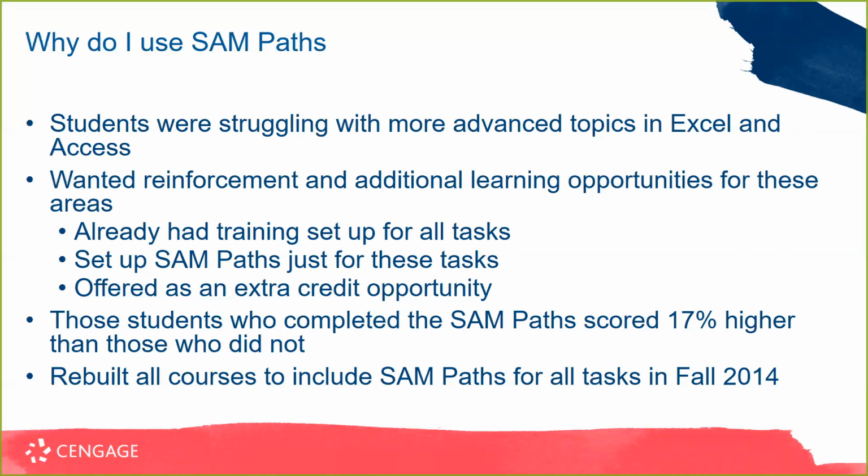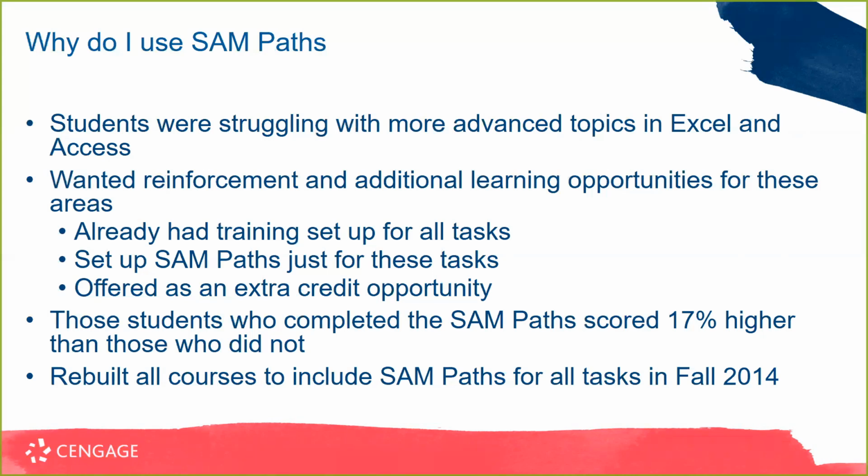The student results for these students who took the SAM paths were that they scored 26% higher on their Excel and Access exams, and the tasks that historically had been missed in the past were also answered correctly. After seeing these results, we decided to add these SAM paths to all of the sections, and we saw a 17% overall increase in the exam scores as a college.